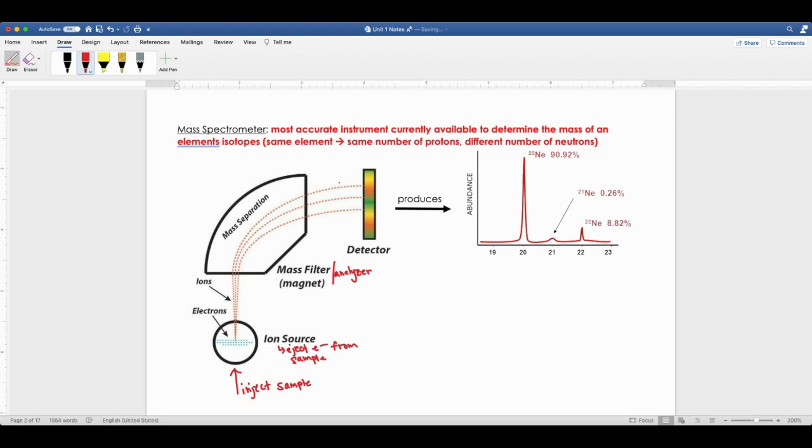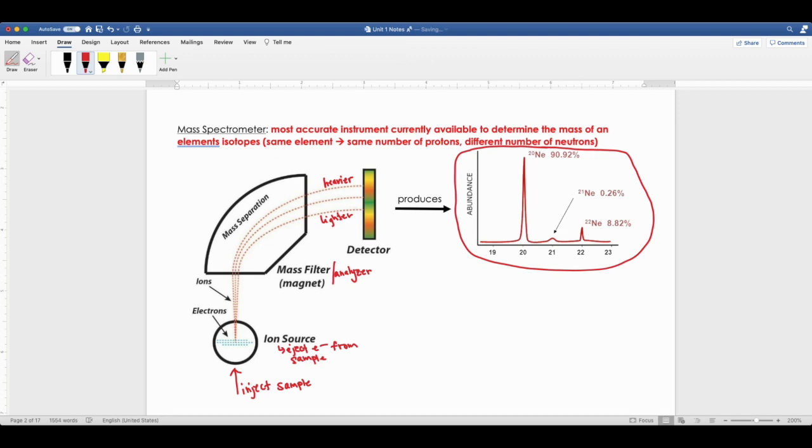So the ones up here towards the top might be the heavier isotopes in that particular sample, and these would be the lighter isotopes in that sample. And what we would produce is something that looks like this. This is really the most important thing that we would get from that. So all of that jargon basically produces this.